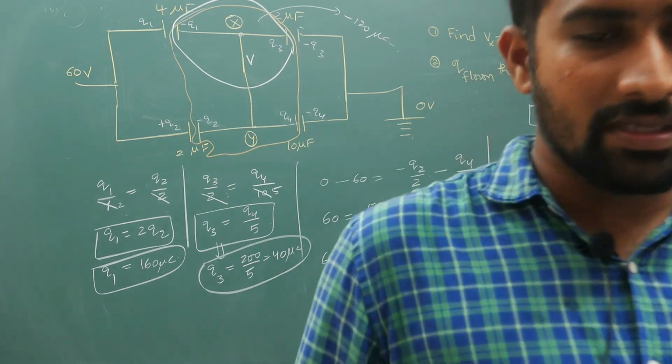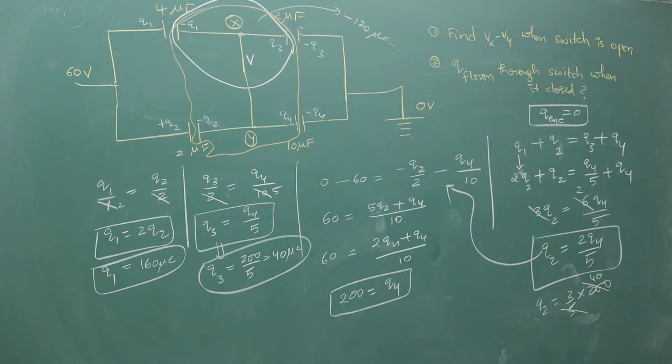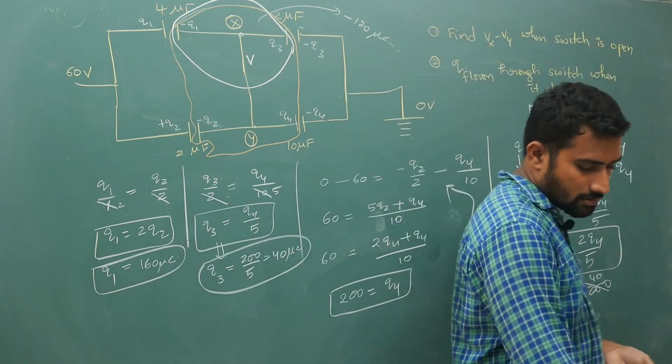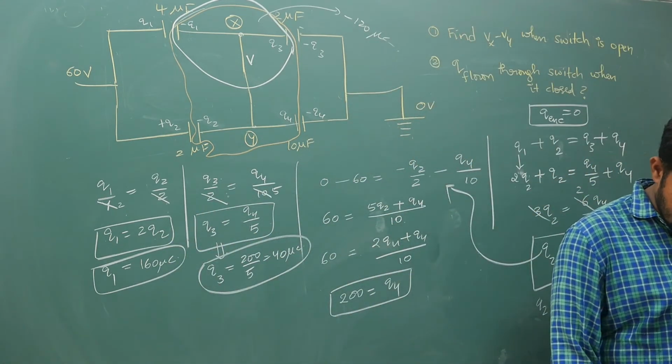Let me check whether time is there or not. But remember, if there is earthing, obviously you are supposed to identify that it is a zero potential point. Okay, earthing means zero potential point. Okay, right?